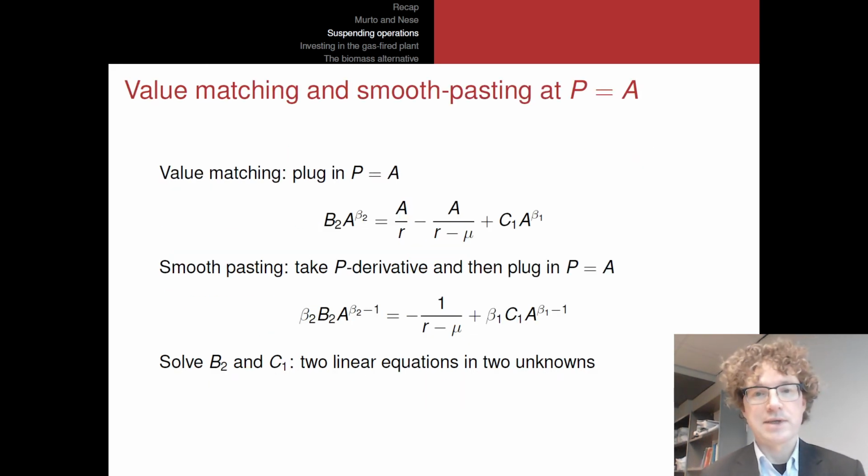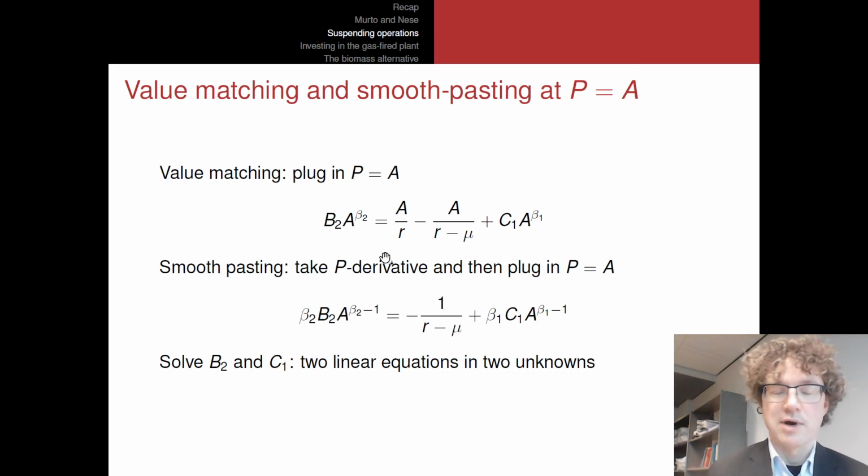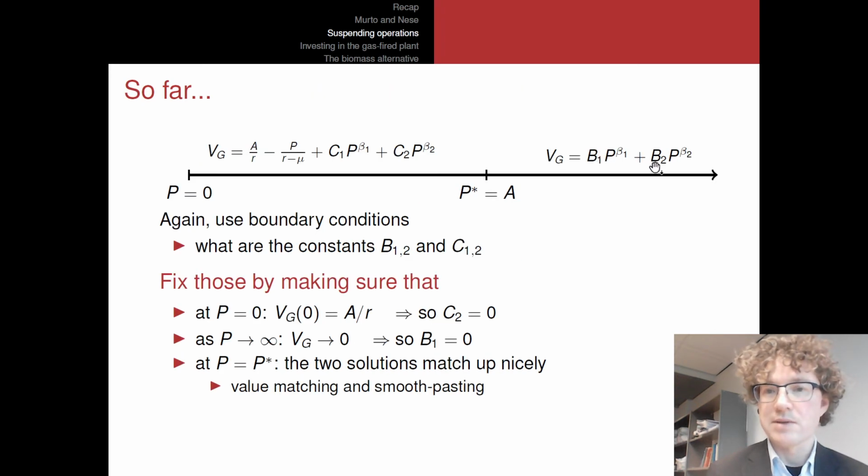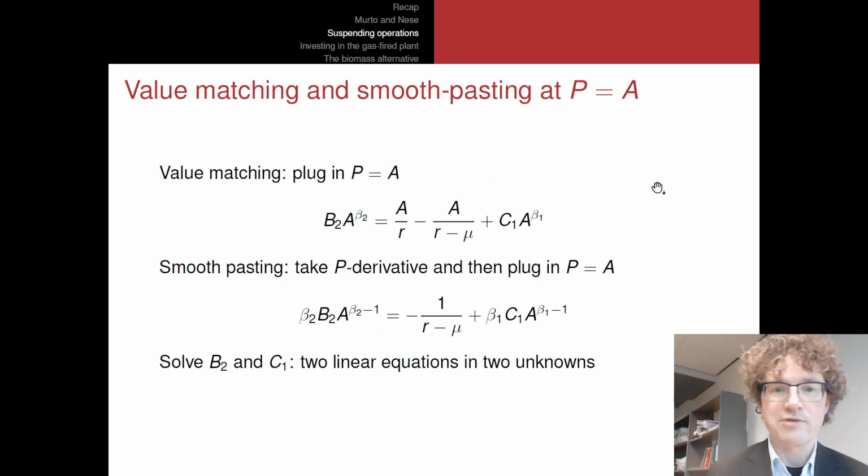So what we need to do is we first of all need to make sure that their values match. So when we plug in P equals A, the left hand value, or the right hand value rather, which is on the left side here, it's awkward. So this B1 was 0, but the switched off plant still has value B2 times P to the power beta 2. So if we plug in P equals A, we get B2 times A to the beta 2. It should match with the value that we get if we plug in P equals A on the other side, and that's this expression over here. So that's value matching. Values should match on left and right side at the threshold point where P equals A.